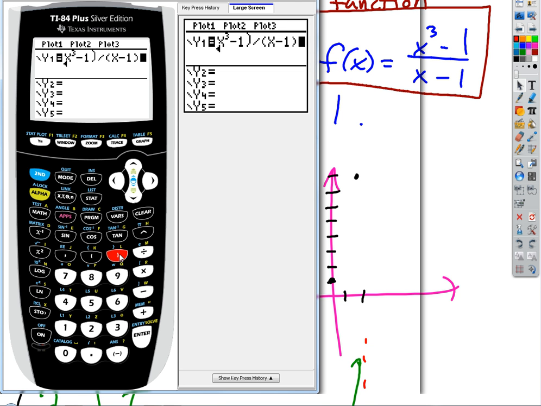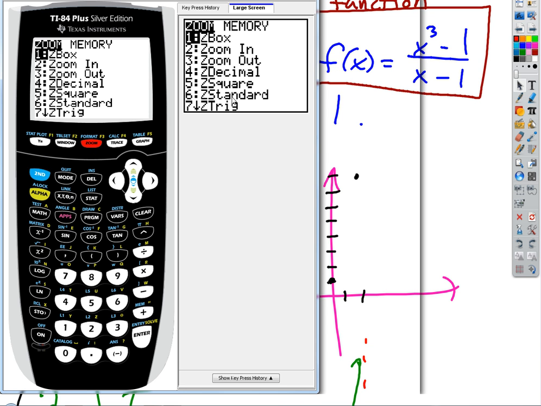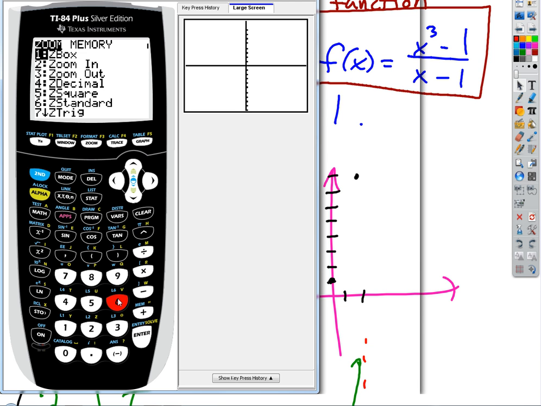Actually, there's a shortcut. Instead of hitting graph when I am trying to graph a function or one or more functions, if I want to just get kind of a standard negative 10 to positive 10, negative 10 to positive 10 kind of a thing, I just go zoom 6, zoom standard. Okay? So then instead of graph, just always get in the habit of hitting zoom 6. And that's what I see. Okay? Make sense?